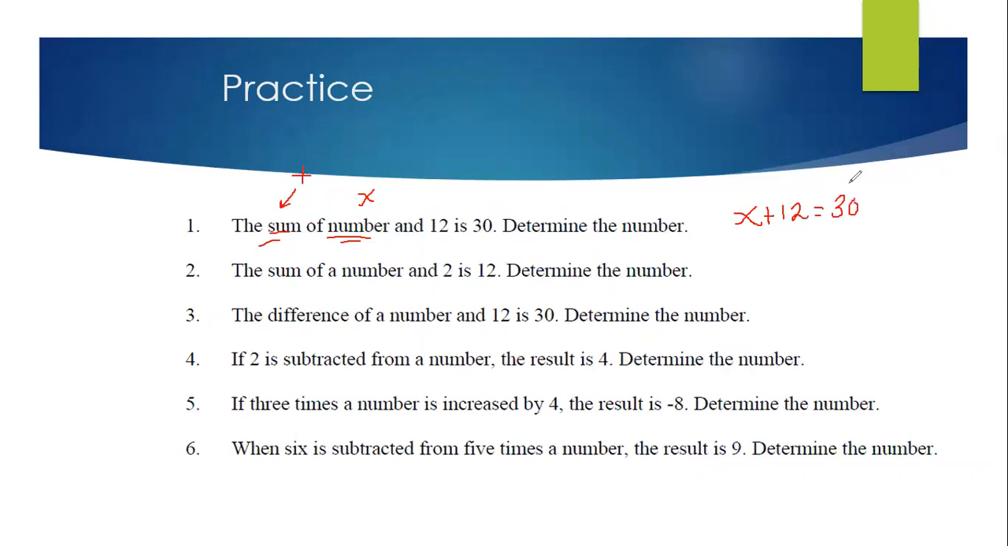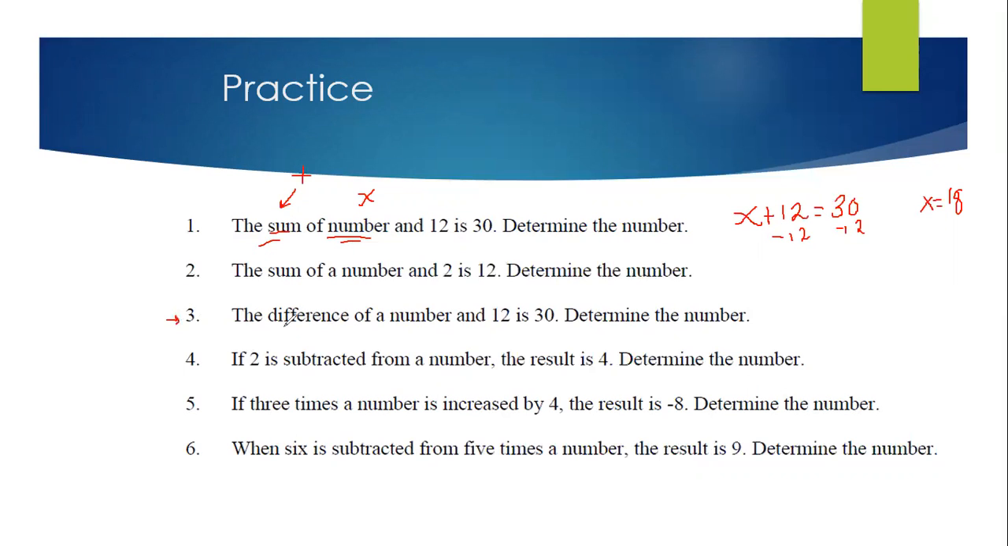And then we're going to go ahead and solve for x. So we're going to subtract 12 from both sides. And by subtracting 12 from both sides, we are able to get our answer. So subtract 12 from both sides, subtract 12, and we get x equals 18. So that's how you do the first problem. Okay? Let's look at some other problems. Let's skip and let's do number 3.